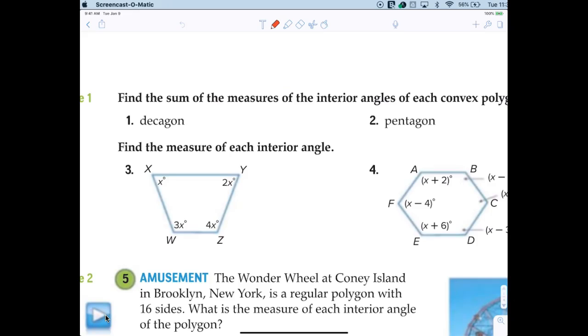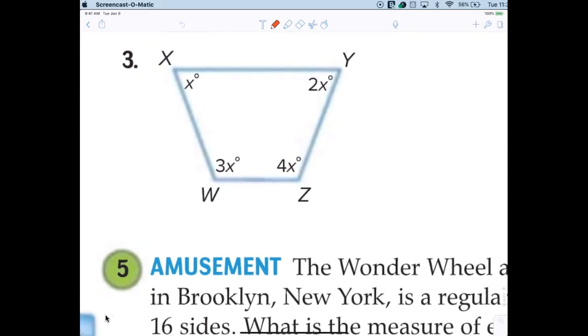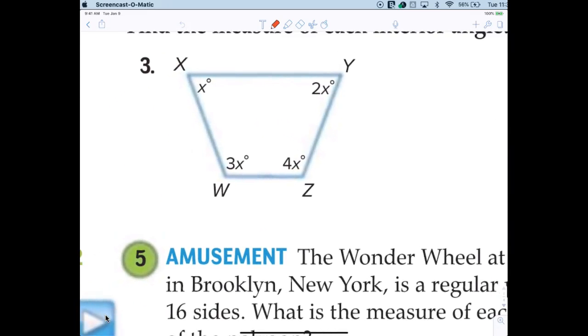All right. For example, just to look at number 3, that's considered a quadrilateral. Some of you might say it's a trapezoid. All right. So what are the measures of the interior angles going to add up to? It is 360. Now, again, why is it 360 though? That's the question. It's just made up of 2 triangles.